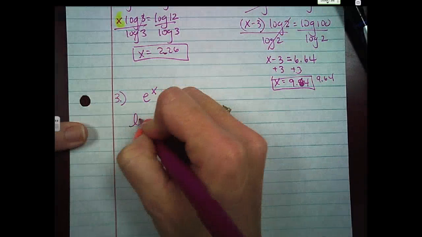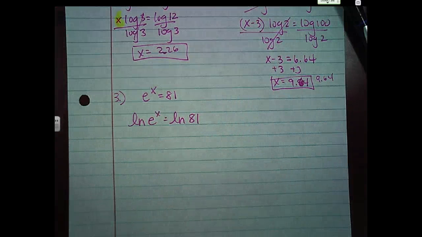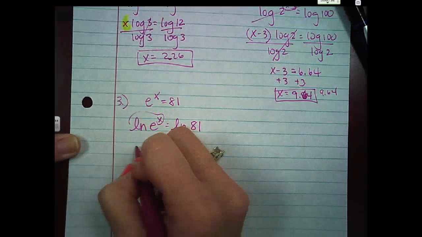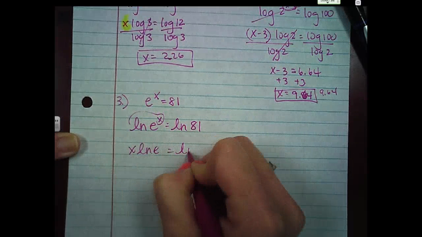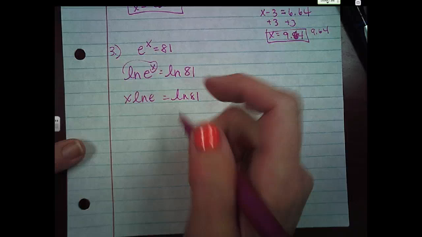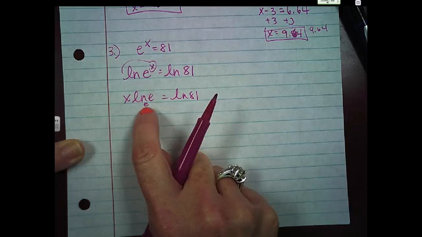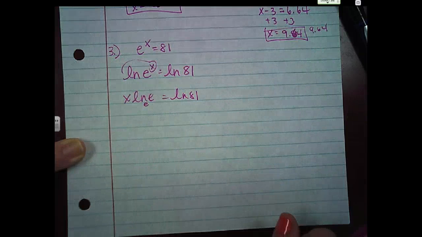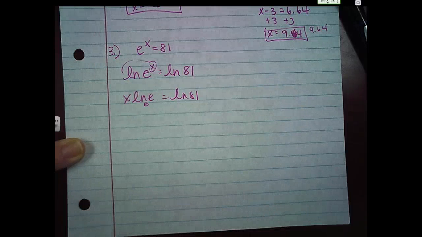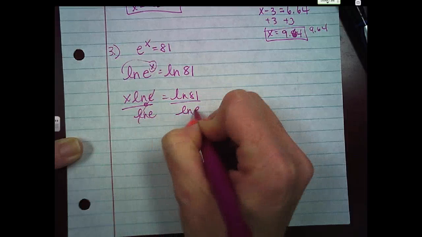So I want ln e to the x equals ln 81. And the x is pushed to the front. So I have x ln e equals ln 81. Now, I don't know if you remember this, but there's an imaginary e down here. What is the value of the natural log of e? What exponent gets me from e to e? 1. So dividing by ln e doesn't do anything. But if you want to do it, that's fine. So you're going to divide both sides by ln e, which is a value of 1.